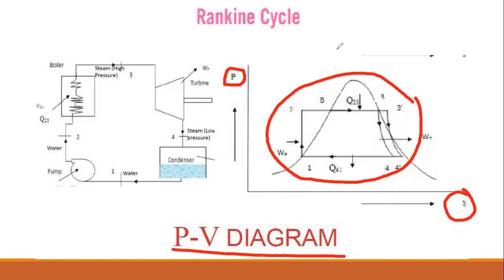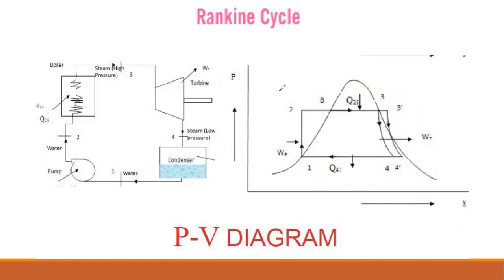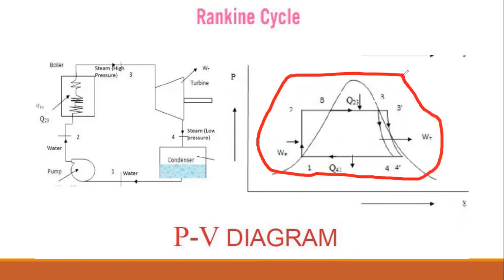So I request all of my students to try to understand this diagram. Whatever explanation I have given, I have given one by one very slowly. Listen one more time and make your own notes. I haven't given any kind of notes here, I have just explained this diagram. So make your own notes. In the exam, if this question comes, first of all you have to draw this schematic diagram. Then you have to draw this PV and TS diagram. Besides this, you have to give some explanation, that means a step by step, brief, point-wise explanation by yourself.